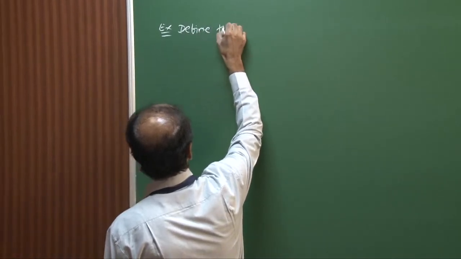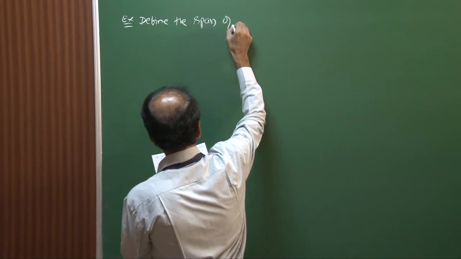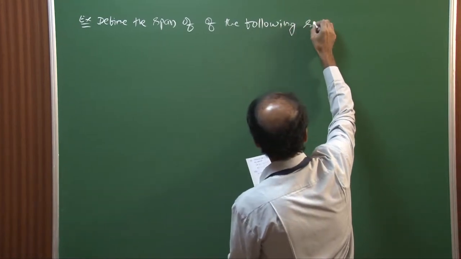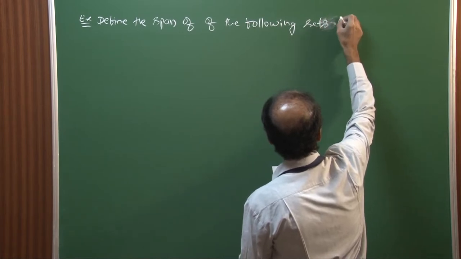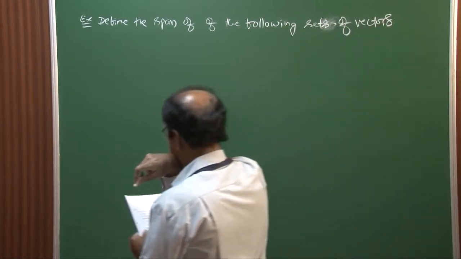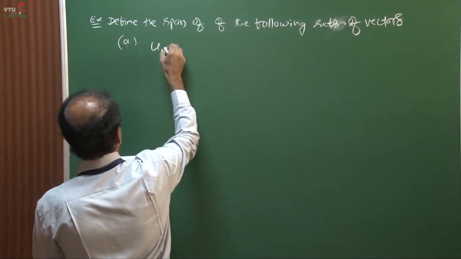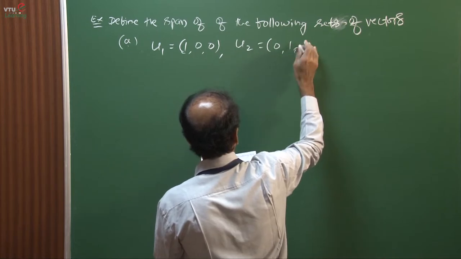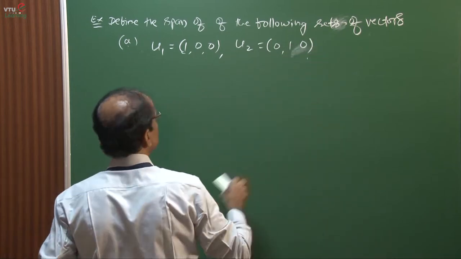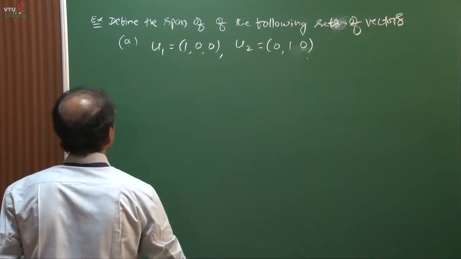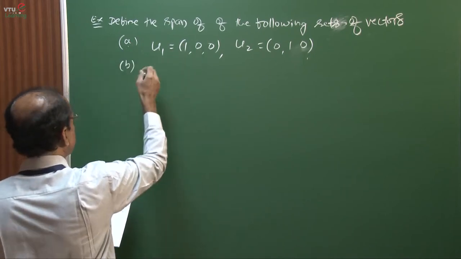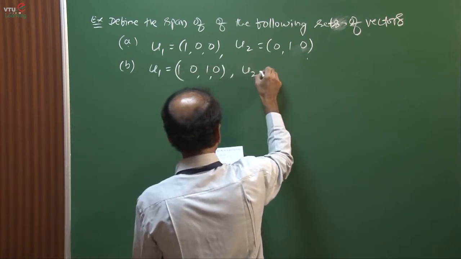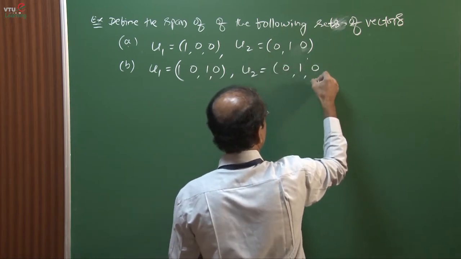Define the span of each of the following sets of vectors. A: u1 is equal to (1, 0, 0), and u2 is equal to (0, 1, 0). And the second question for the same statement: u1 is equal to (1, 0, 1, 0), and u2 is equal to (0, 1, 0, minus 1).